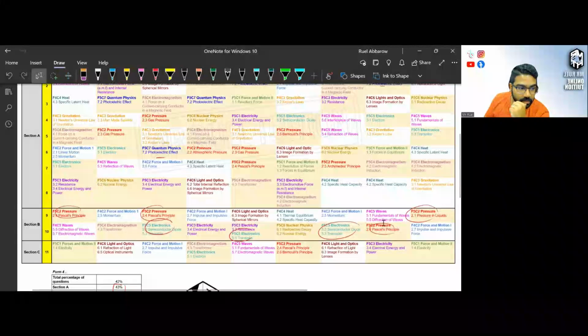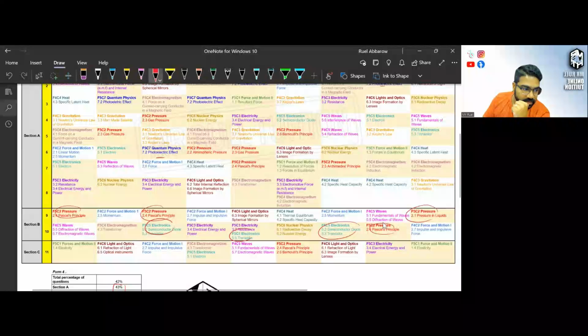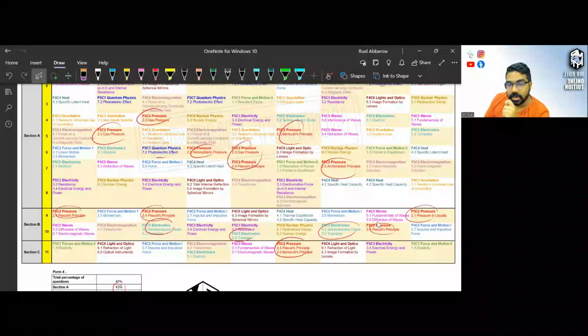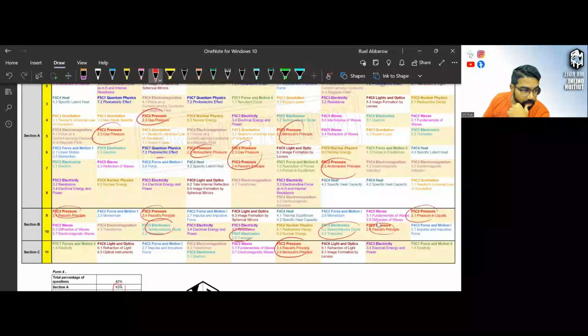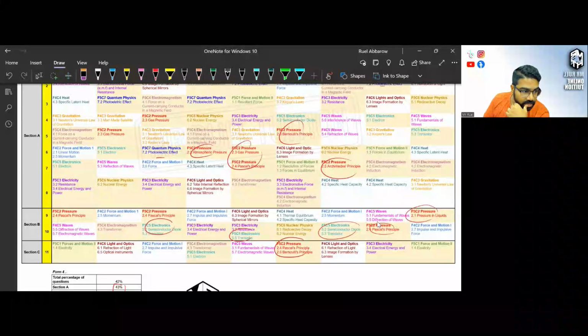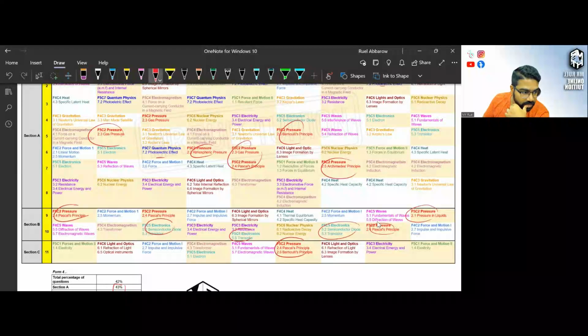Now, if we look at it overall, pressure actually has been asked a lot in every paper. Okay, pressure has come out in every single paper, different parts. So Form 5 Chapter 2 pressure is quite important. Okay, but let's look at the pressure alone now.